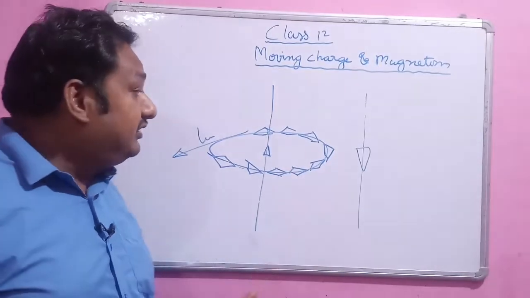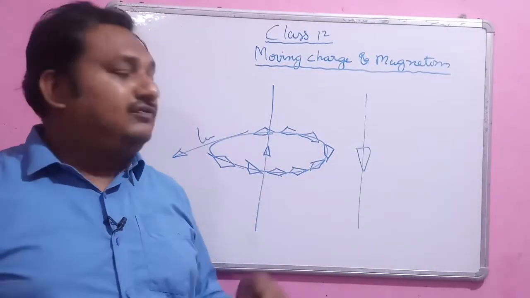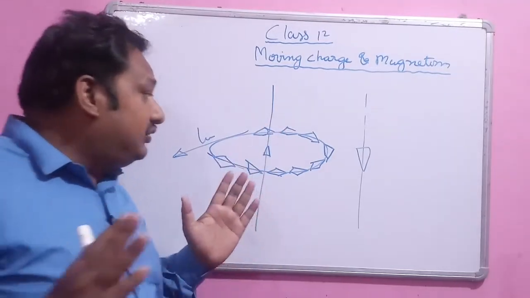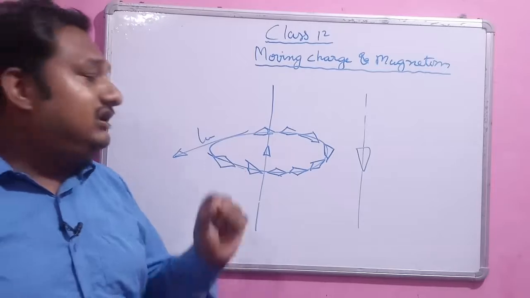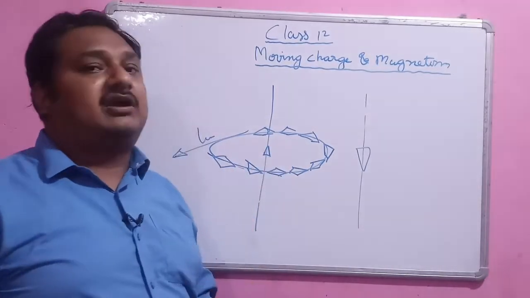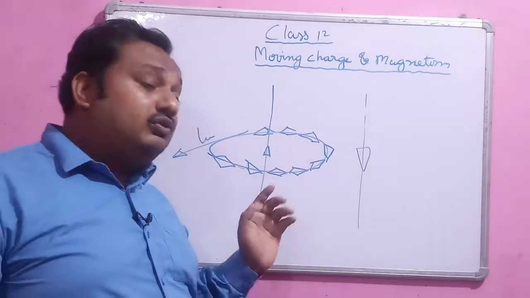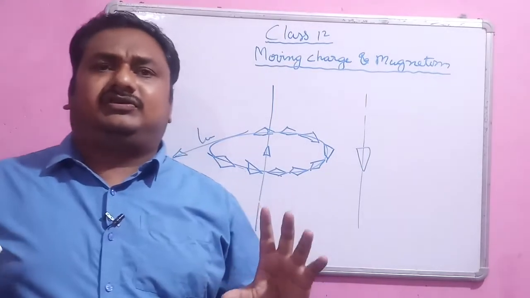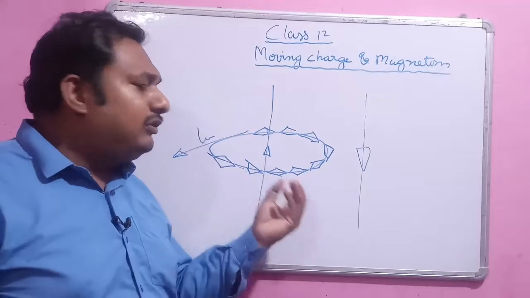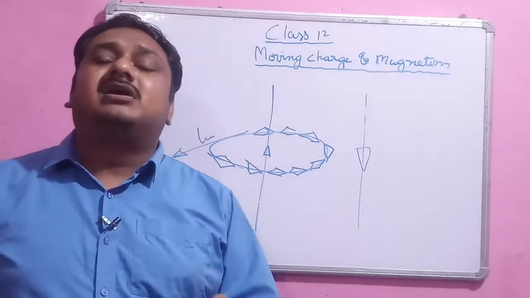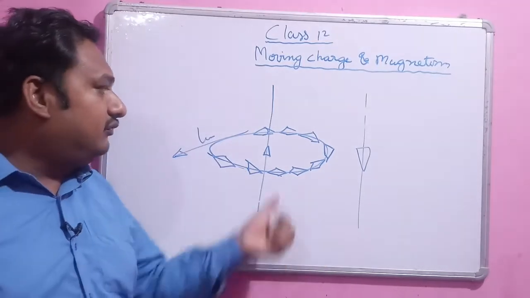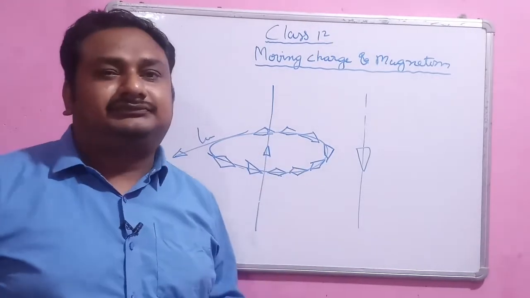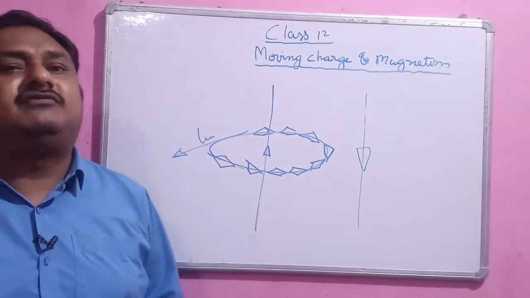Yes. If you increase the amount of current, the orientation will change. If you go nearer to this current carrying wire, the orientation will change. This is the simplest, common observation that we have made when current is flowing through a conductor and we place a compass needle near the conductor.